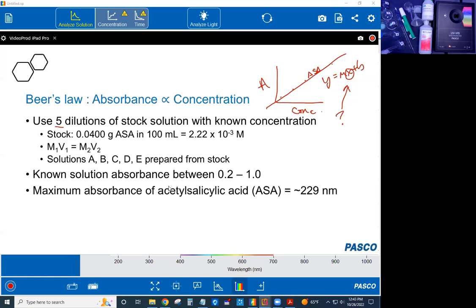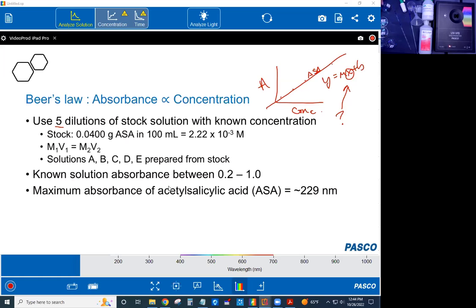Each of those solutions has an increasing amount of stock solution. So for solution A, you can use the transfer pipette to collect 2 milliliters of stock solution diluted to 100 milliliters with isopropyl alcohol. Solution B is 4 milliliters of stock solution diluted to 100 milliliters, and all of these dilutions are going to be done with the 91% isopropyl alcohol. I'm going to do 6 milliliters diluted to 100 in solution C. We're going to do 8 milliliters in solution D, and in solution E, it's 10 milliliters diluted to 100 with the isopropyl alcohol solvent.